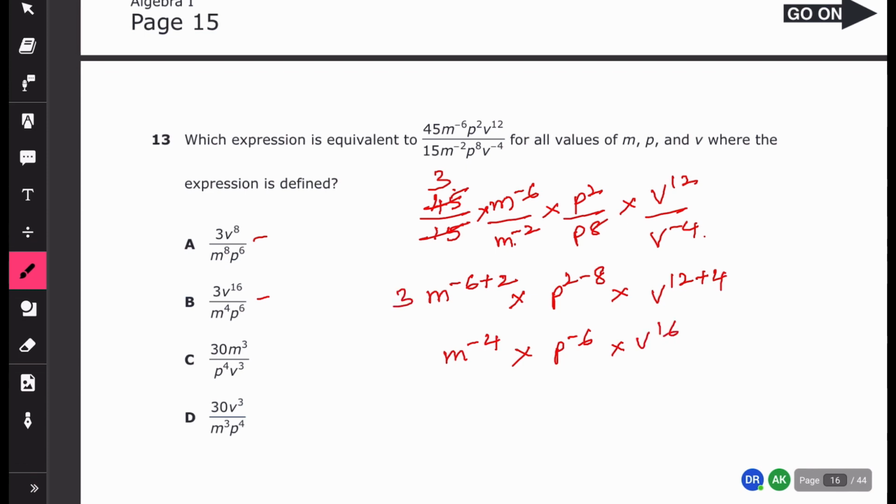Here you are having even a 3. So now how can we write? We write all those which have negative power in the numerator, we write it in the denominator. So 3 into v to the power of 16 divided by m to the power of 4 into p to the power of 6. So B is the answer.